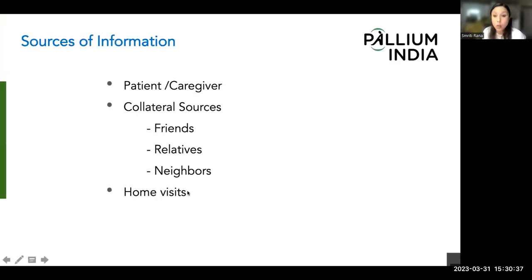Now, who are the sources of information? Patient and caregiver. There are collateral sources: friends, relatives, neighbors, and home visits. Now, not all of these are always possible. I want to be very clear about it, but these are all the possible sources of information at your disposal. For those of you who work in the community, friends, relatives, and neighbors are far more accessible. For those of you who work in inpatient units, that's not always possible, but then you have people visiting that you can help piece the puzzle together with. And for those of us who do home visits, the home itself can tell us a lot of what we need to know about the person that we're working with.